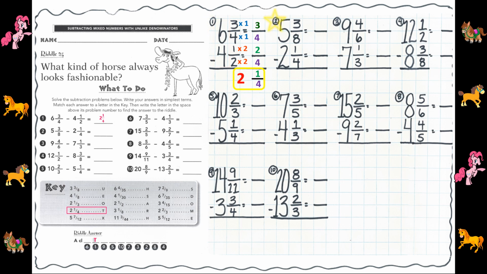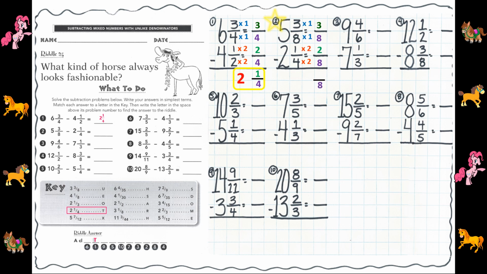Pause the video, copy and solve problem 2, unpause the video to see the answer. 8 is the larger denominator. It is a multiple of 4, so I can have it as my common denominator. 8 times 1 is 8. 3 times 1 is 3. 4 times 2 is 8. 1 times 2 is 2.